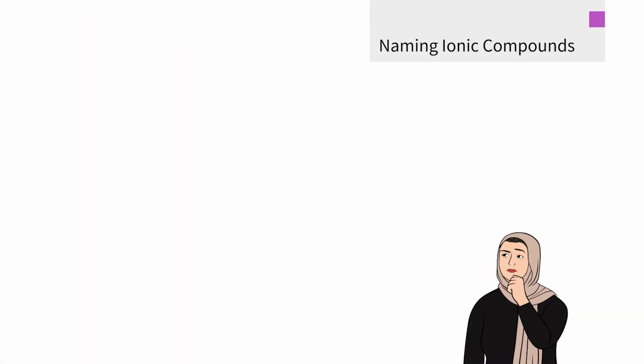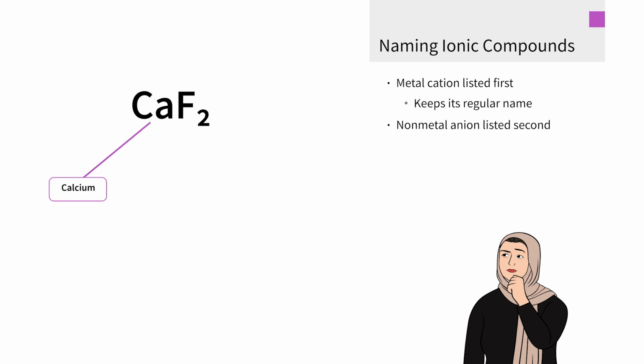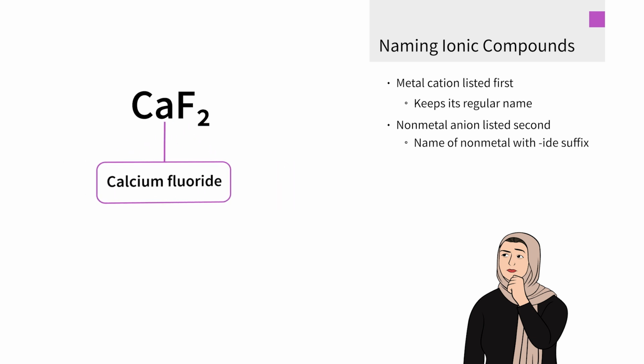Let's look at naming ionic compounds. The metal cation is always listed first and the non-metal anion second. The metal retains its usual name and is followed by the name of the nonmetal with an "ide" suffix. There are no prefixes used when naming an ionic compound like di or tri, even if the ionic compound contains more than one atom of a certain element. So CaF2 is calcium fluoride, not calcium difluoride.